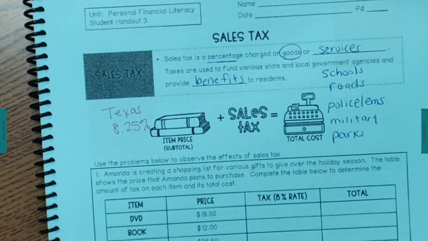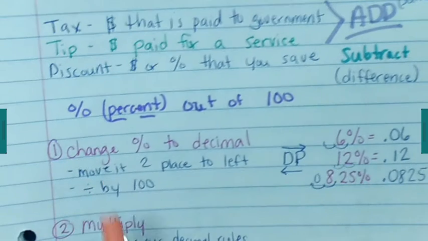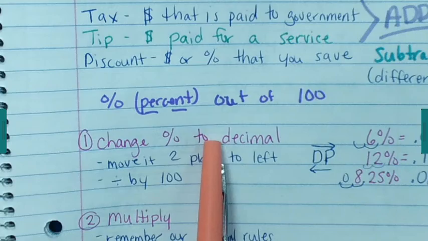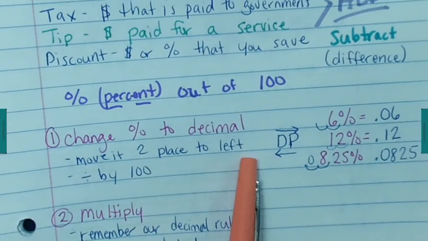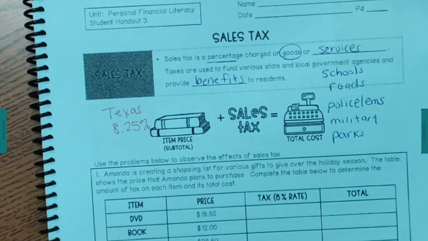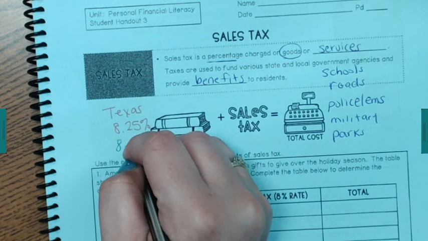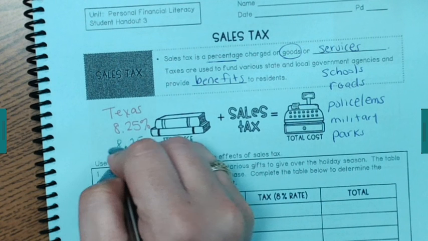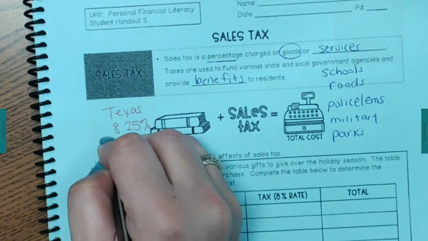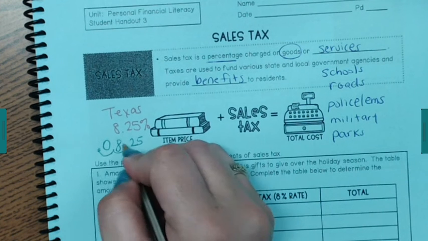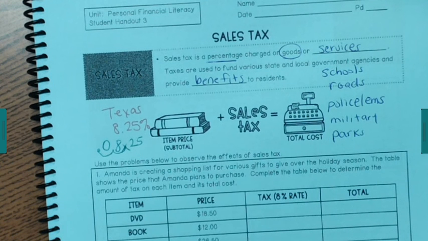Now, when we are working with percents, this is our notes from the very beginning of the school year. The first thing to do is change it to a decimal by moving the decimal 2 places to the left. Okay, y'all remember doing this? Yes, Miss Davis. Okay, great. All right, so 8.25%. Right now, there's the decimal. So I move it 2 places, and it becomes 0.0825. Okay, find your decimal, move it 2 places.